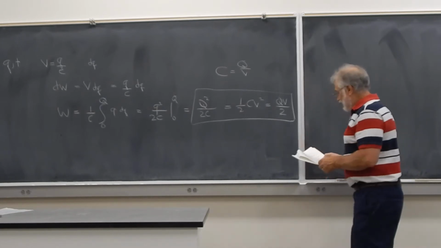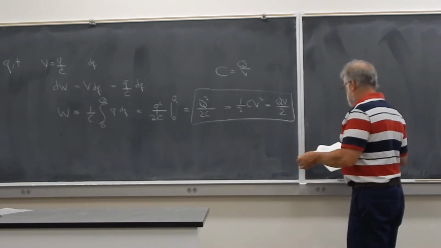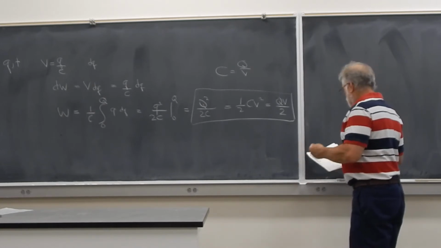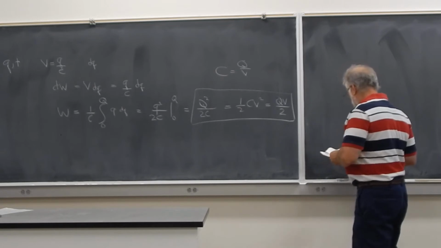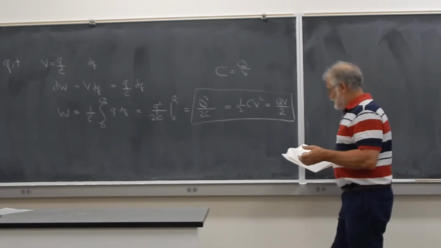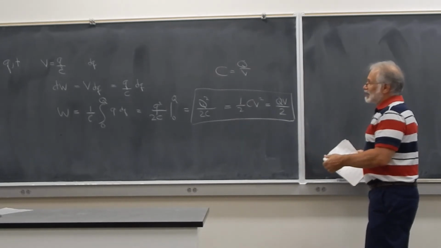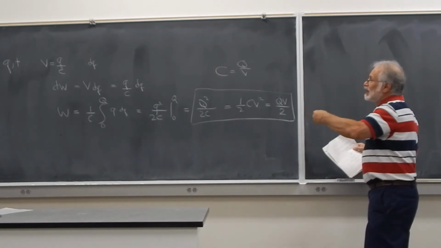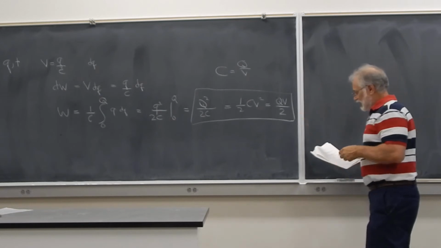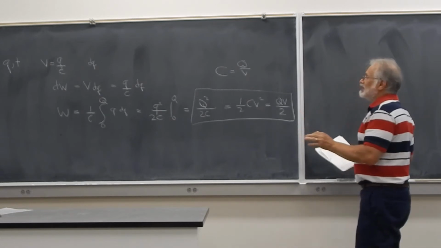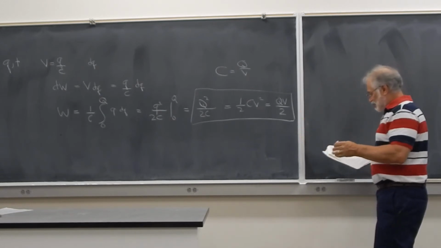So for a given capacitance, the stored energy increases as the charge or the potential difference increases. Now there's a limit as to how much energy the capacitor can store. If I exceed that limit, there's going to be a discharge between the plates, and you'll see a spark between the plates of the capacitor. That's because you have too high a voltage between the plates.